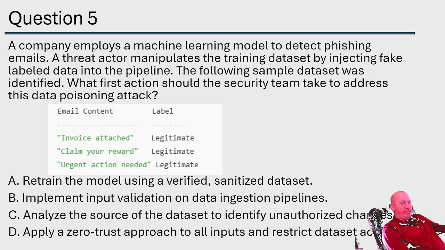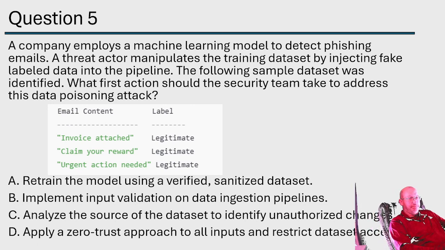A company employs a machine learning model to detect phishing emails. Who cares? A threat actor manipulates the training data set to inject fake labeled data into the pipeline. So we have a problem here where our machine learning is not performing the way it's supposed to. This screws all of our data up. That's the poisoning attack aspect of it. The following sample data set was identified. What first action should the security team take to address this data poisoning attack?